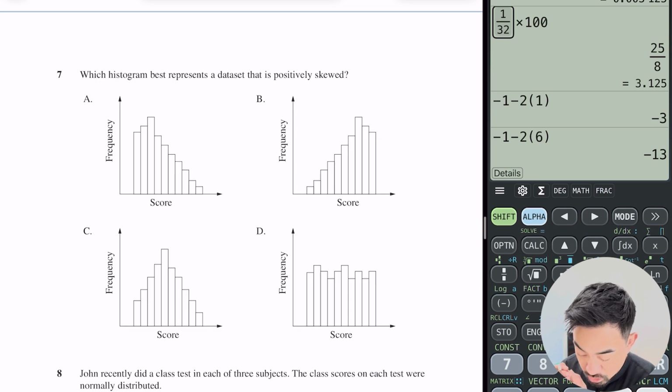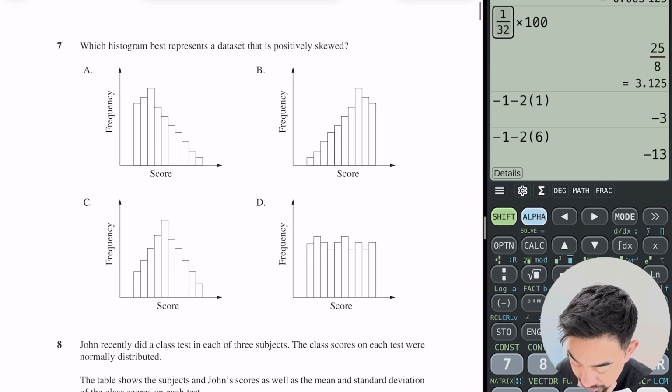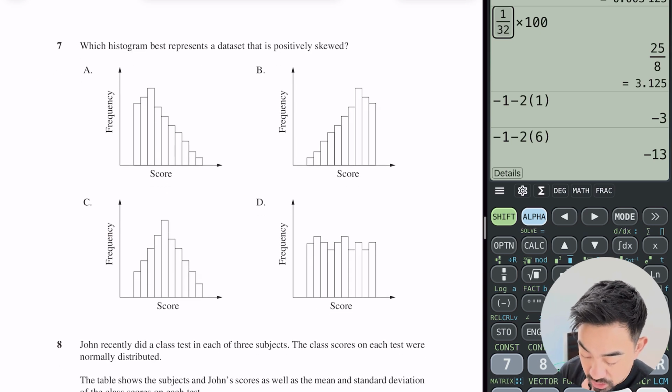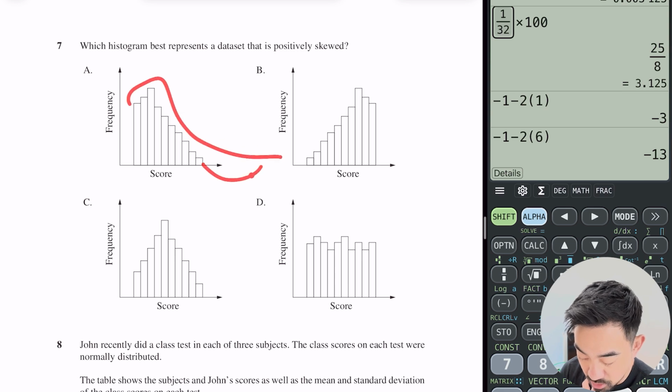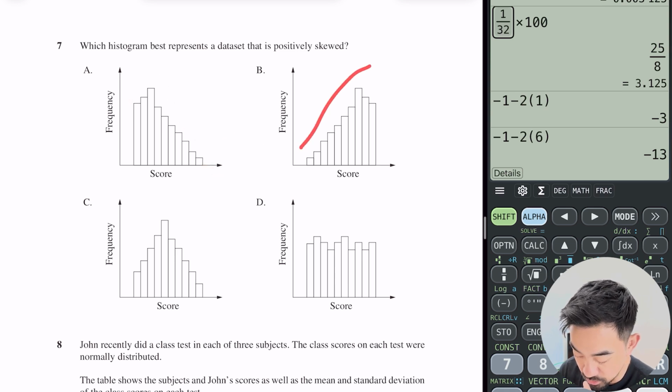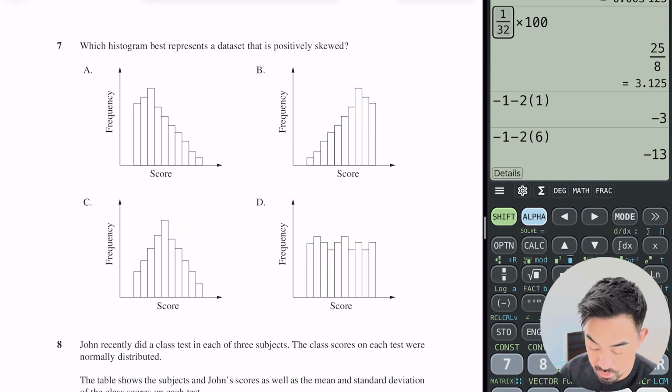All right, question 7. Which histogram best represents a data set that is positively skewed? So positively skewed is when the tail goes to the positive end. So it really looks like that one there. That's not it. This is symmetrical and that's kind of uniform. So that's pretty easy. 7A.